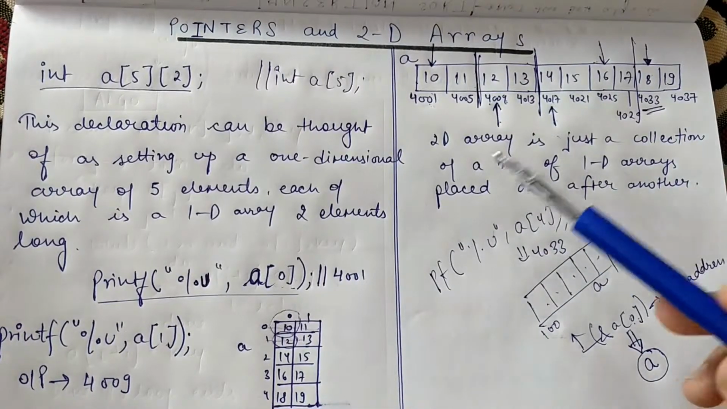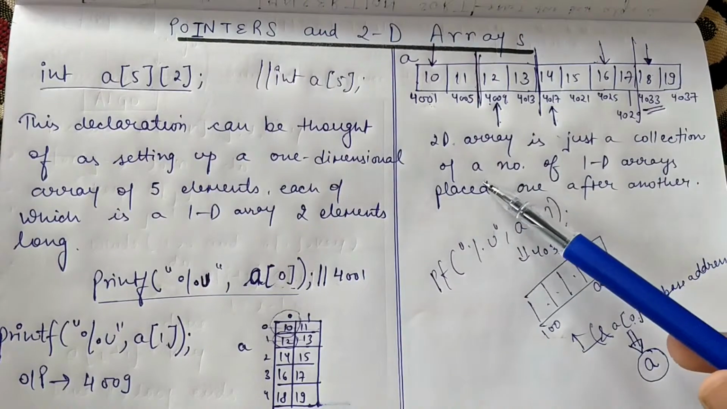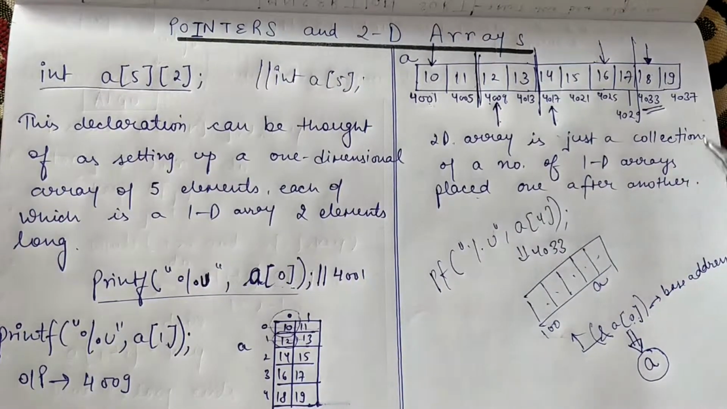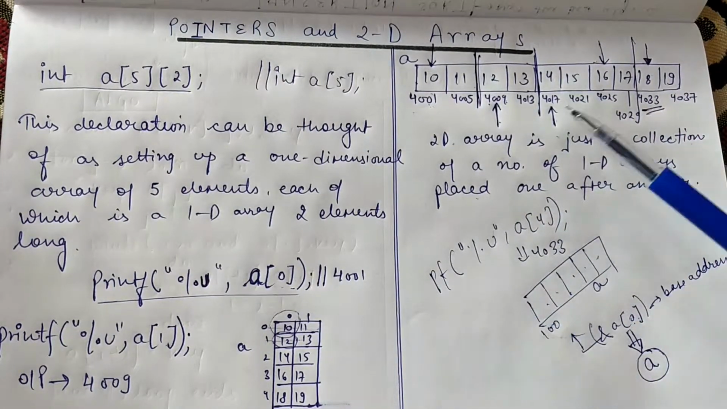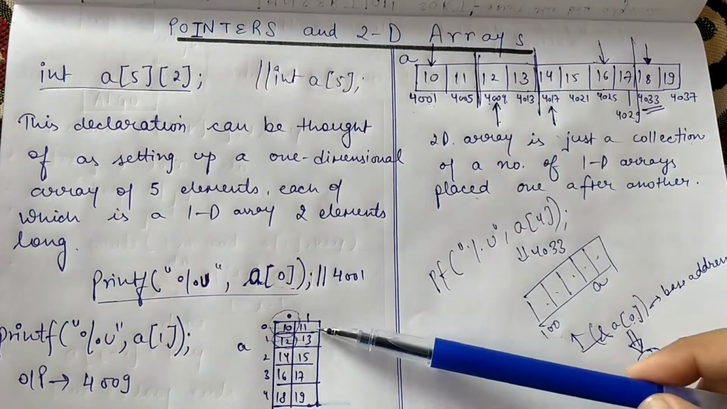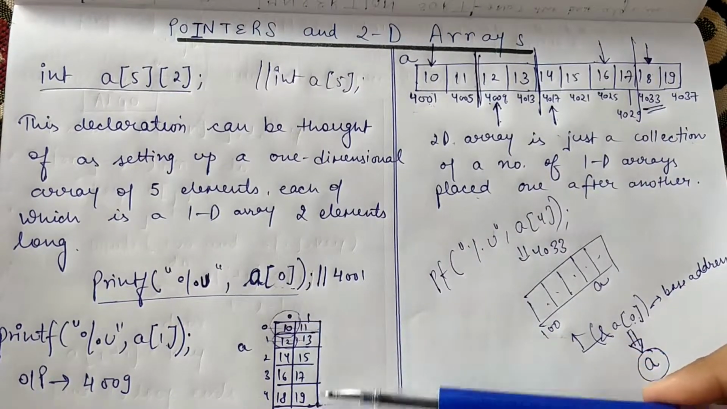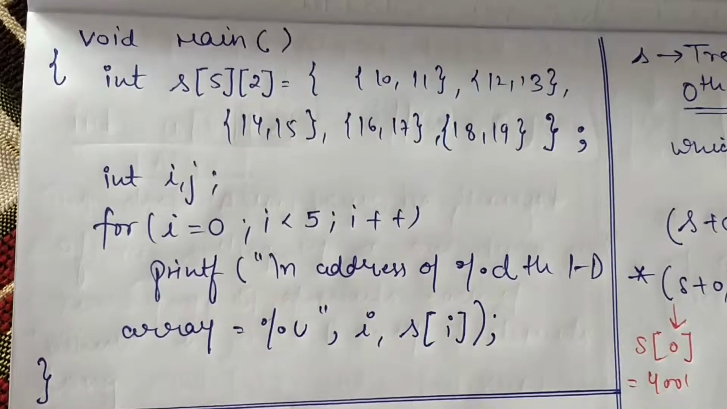And this is just the explanation of what we have learned so far. A 2D array is just a collection of a number of one-dimensional arrays placed one after another. The memory they get is always continuous. It is not the case that they will be represented in memory like this. This is just for our basic understanding, that we have 5 one-dimensional arrays of 2 elements each. Now let's see a program for the concept we have learned so far.